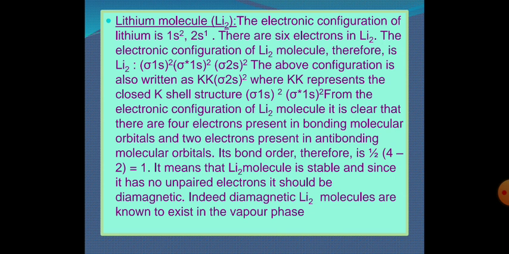From the electronic configuration of Li2 molecule, it is clear that there are 4 electrons present in bonding molecular orbitals and 2 electrons present in anti-bonding molecular orbitals. Its bond order therefore becomes half of 4 minus 2, that is 1. It means that Li2 molecule is stable, and since it has no unpaired electrons, it should be diamagnetic. Indeed, diamagnetic Li2 molecules are known to exist in the vapor phase.